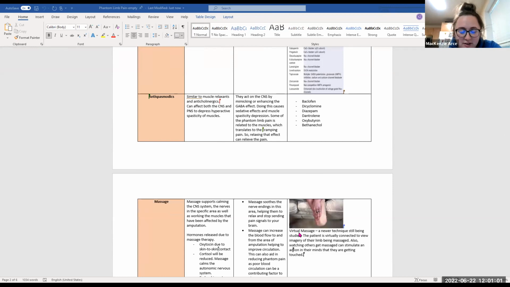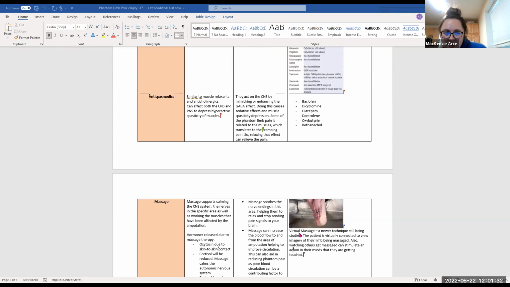And how and why does it work with phantom limb pain? We found that it acts on the CNS by mimicking or enhancing the GABA effect. Doing this causes sedative effects and muscle spasticity depression. Some of the phantom limb pain is related to the muscles, which translates to the cramping pain. So relaxing that effect can relieve the pain. And that's all we could find. It was kind of hard. There wasn't much. So. Okay.